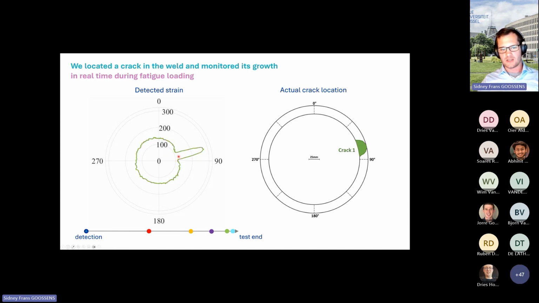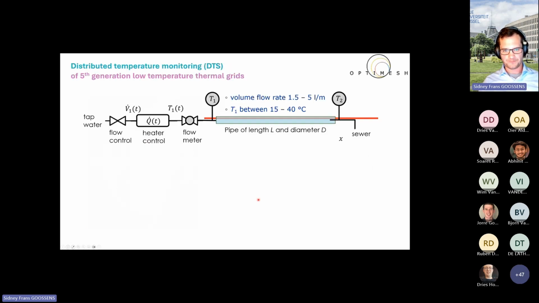You can see that the strain there started growing while the fatigue loading was ongoing. Because the crack was actually growing, it was propagating from the inside of the cylinder until the outside of the cylinder, and that induced increasing strains on the optical fiber sensor. So we were able to not only detect the crack and the location of the crack, but also follow the severity of the crack and the crack growth with this distributed optical fiber sensor.